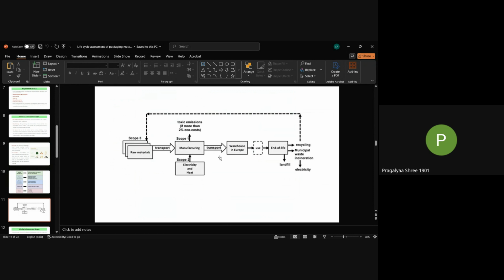Then again, we are transporting them to the warehouse, and from the warehouse, we are using the packaging material. Once in the warehouse, after that we are filling them with food substances. Then it goes to the consumer where it is used, and when end of life comes, we are disposing them into the land. So either we can recycle them, or we can send them to a waste incineration project or landfills. Sometimes once it is incinerated, the energy can be converted into electrical energy also.